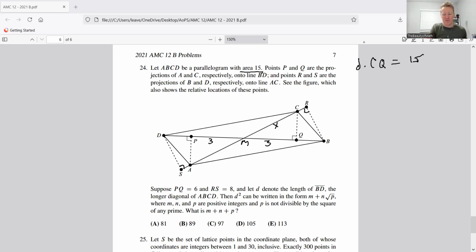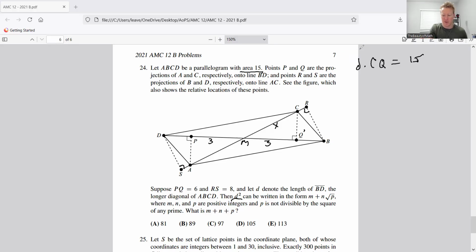I would consider this a significant conclusion. I've reached the end of its thread. There's nothing else you can do with that right now. And go back and look. If we could get CQ in terms of D, then we'd have a system that we could possibly solve for D or D squared. We're more likely to find D squared, though, as our goal. We don't want to find D if we don't have to, because D squared would be the final thing you're looking for. So how are we going to do that?